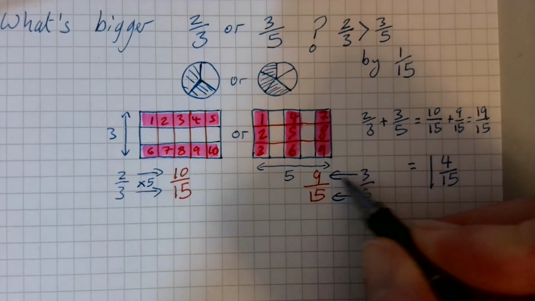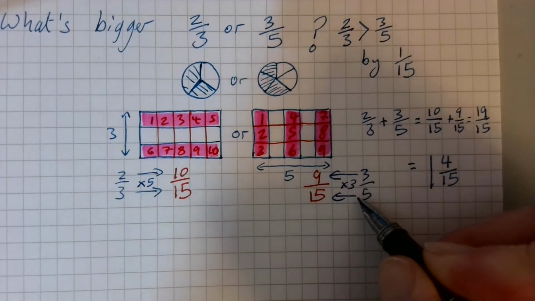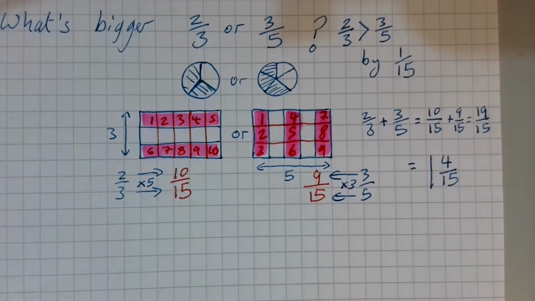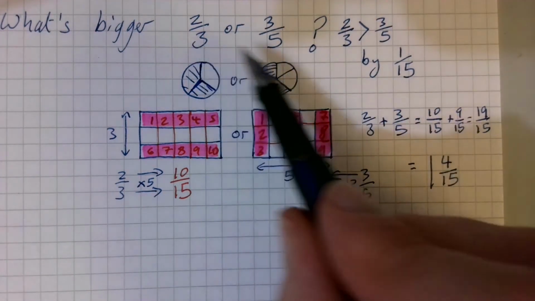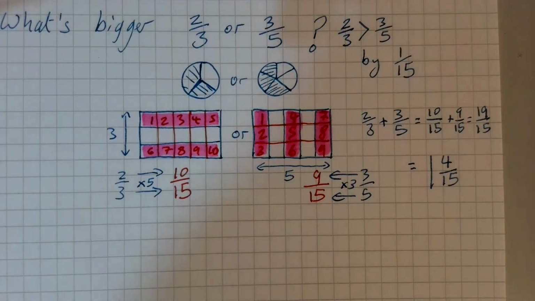And over here with 9 15ths, if I write my 3/5 here and put an arrow the other way, 3 times 3 is 9 and 3 times 5 is 15. So we've times the top and bottom by the other denominators, which you've probably been told before, but you might not have appreciated why. So we're going to practice a bit more of that now.